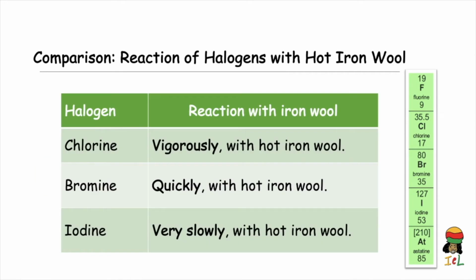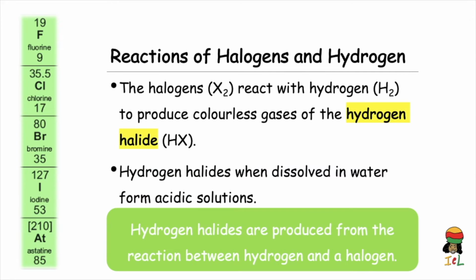Here is a quick comparison of the reaction of the 3 halogens with hot iron wool. Chlorine reacts vigorously, bromine quickly, and iodine very slowly. Therefore, we can clearly see that the reactivity decreases down group 7. The next set of reactions for comparison are the reactions between halogens and hydrogen.